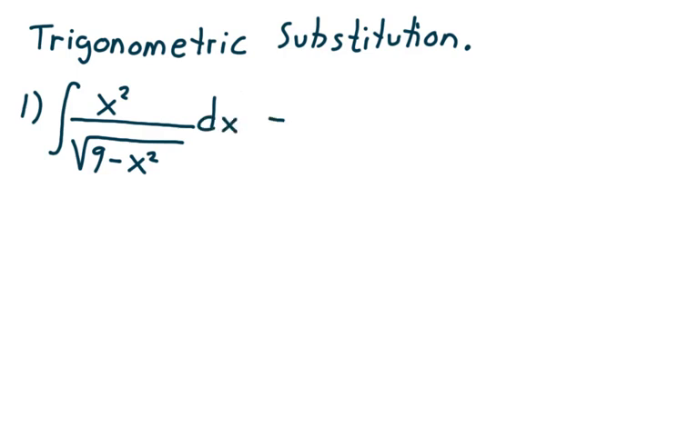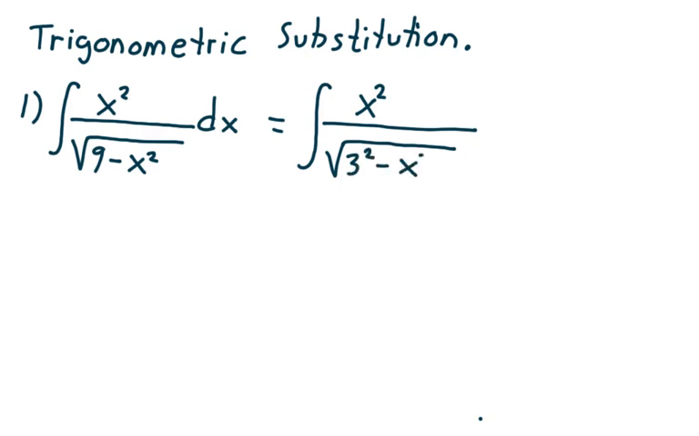Now, if it helps us, we can write this as the integral of x squared divided by the square root of 3 squared minus x squared dx. Now, let's draw a right triangle to help us with our substitution. So here's my triangle, and we'll call this angle theta.